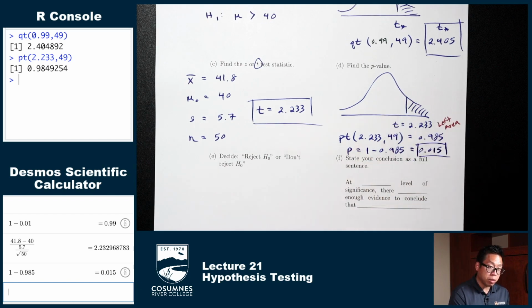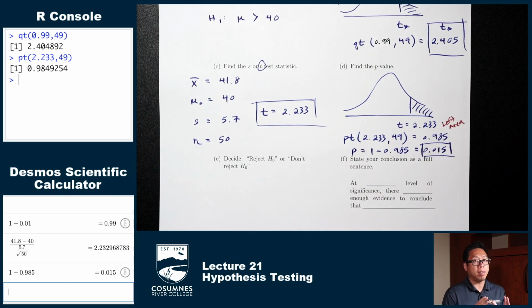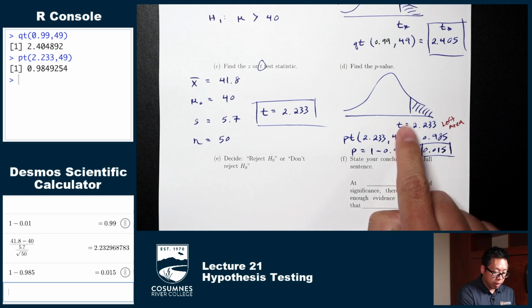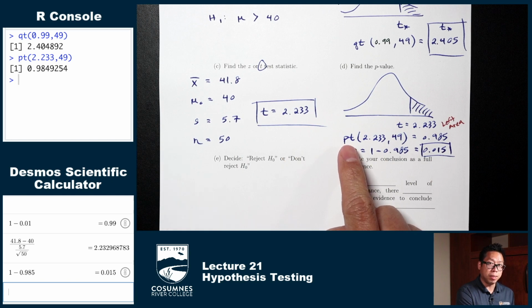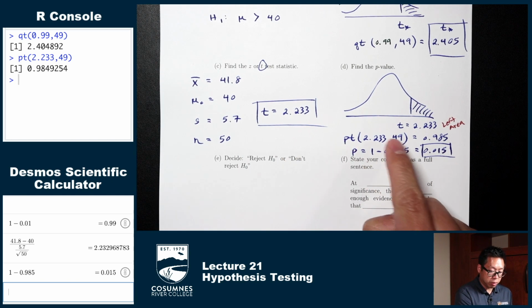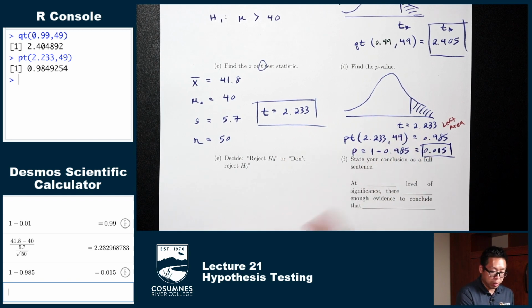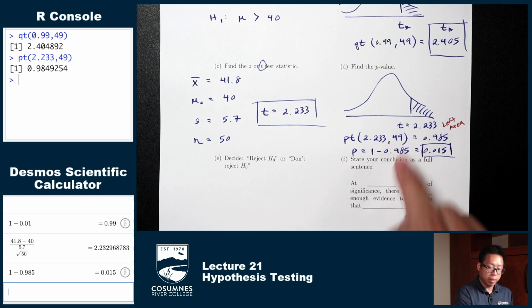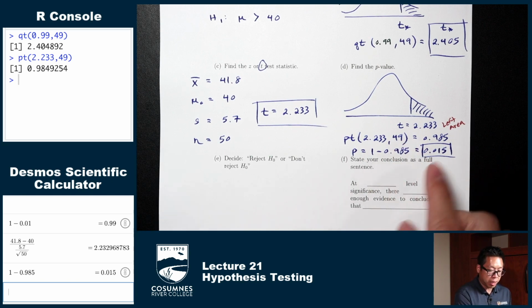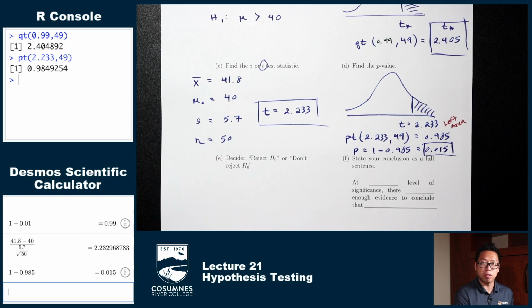Now, this was for a mean situation. If this were a proportion situation, right, we would have a z here. For z's, you will be doing p-norm, and you would just feed it the z. P-norm does not have a degrees of freedom. And then for the same reason, you would have to do 1 minus the answer you get from the p-norm.